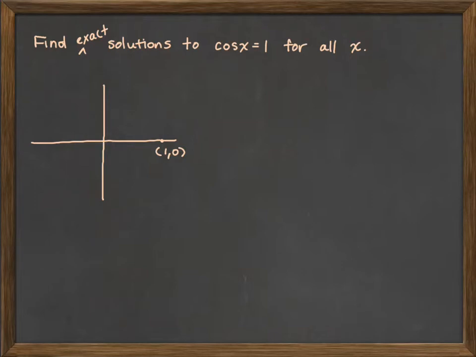So the solution to this is going to be x equals 0. If we go back around, we'll be at 2 pi. If we go back around again, we'll be at 4 pi. So we get that the general solution to this is x equals, let's see, 2k pi, where k is an integer.